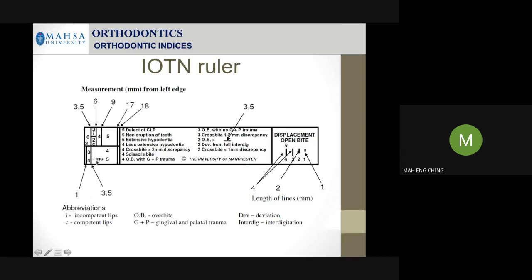Then if it is reverse overjet, you go to the bottom left. The first one is -1, then 3.5. So they already have the grading according to the severity. So let's say less than 3.5, then it falls into the first.